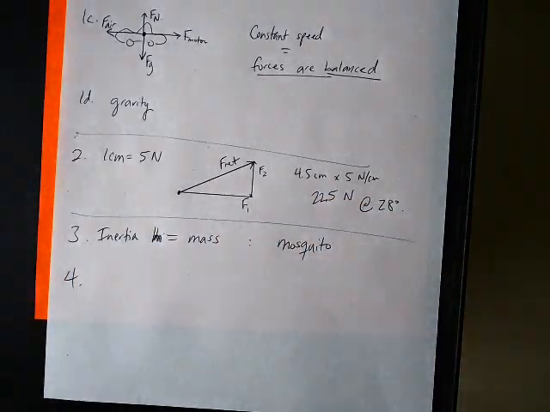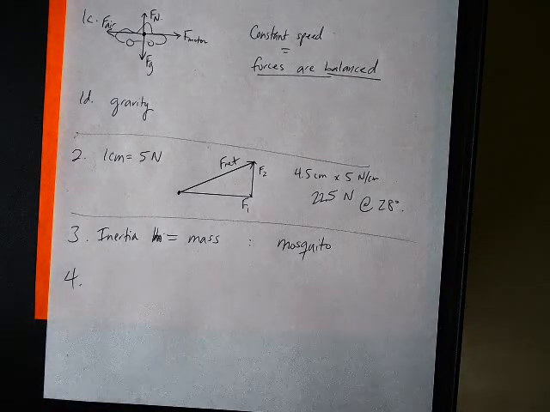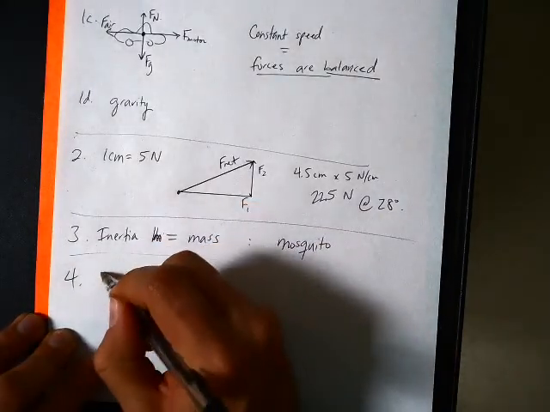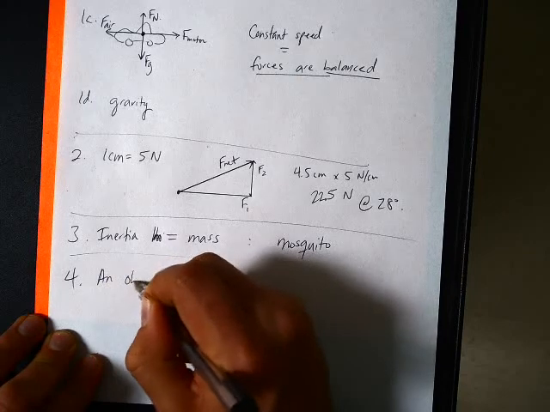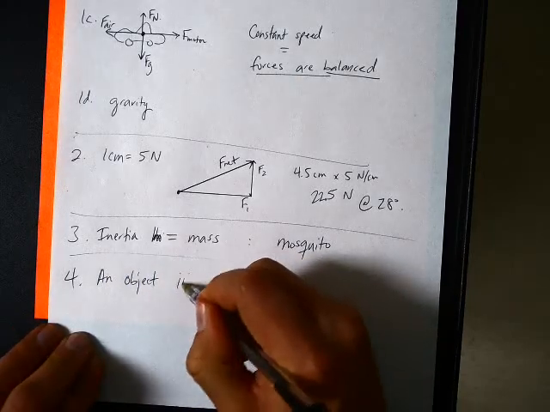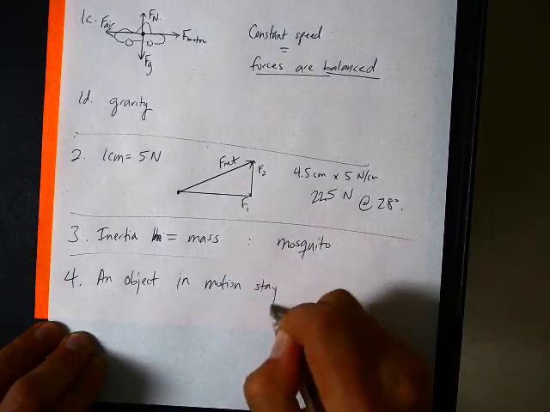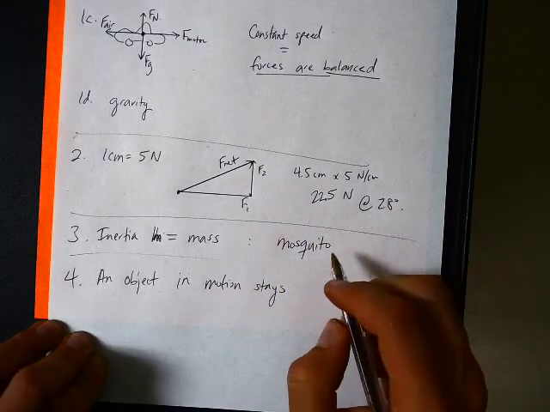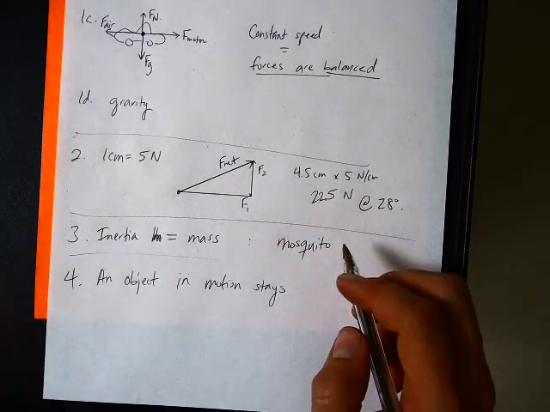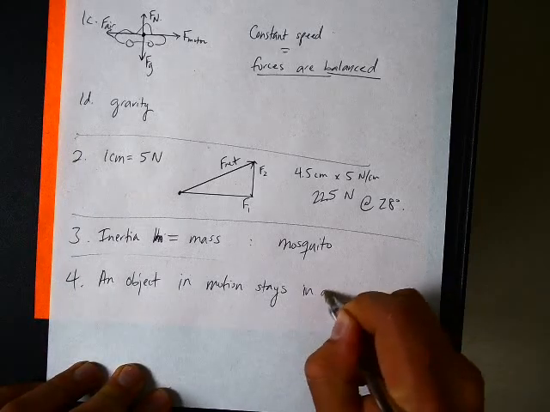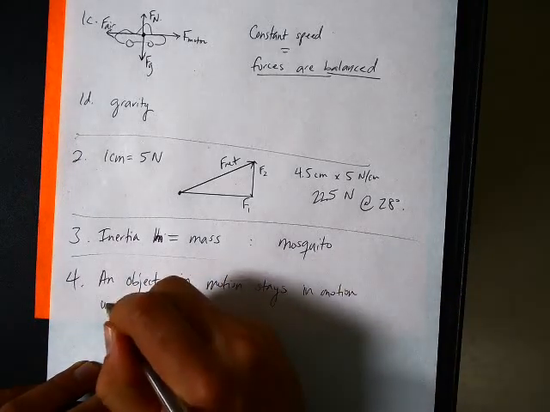Number 4, a space probe is carried out by a rocket into outer space, and after the rocket uses all of its fuel, it continues to move on its own in a straight line. Why? Newton's first law, the law of inertia, says that an object in motion stays in motion unless acted upon by a force. So the rocket is already moving, and whenever the rocket runs out of fuel, unless there's something to slow it down, it's going to keep on moving. And in space, there's nothing to slow it down.